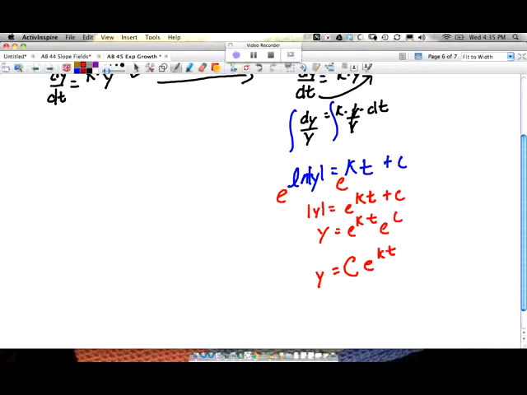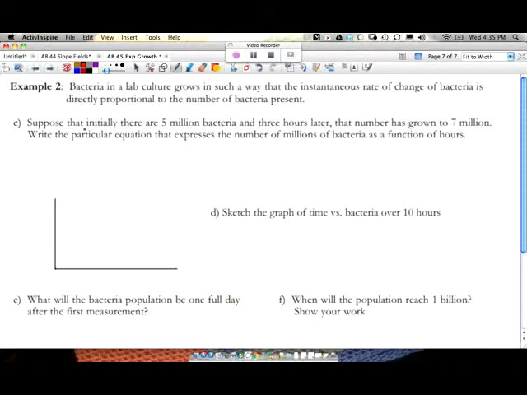No big deal. Okay, so we're ready. We got to use that. Let's use it. Ready, set, go. Suppose that initially, oh, that's talking about the initial value. There are 5 million bacteria. That means that C equals 5 million.